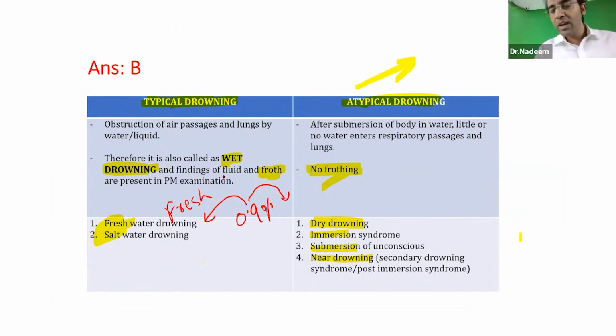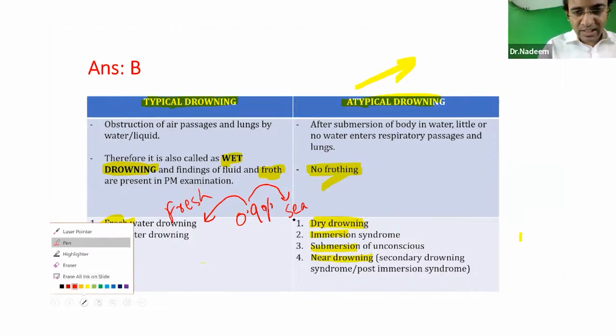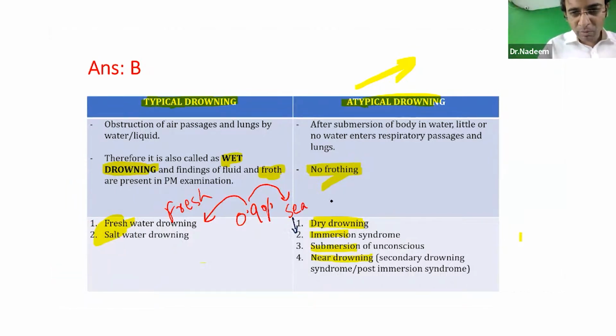Okay, now fine. Suppose a dead body is thrown in fresh water. And if drowning occurs in sea water, as you know, sea water has more salinity. Sea water is actually more saline. The saline level will be approximately 2 to 4%, which is actually hypertonic, and fresh water will have very, very little salt content, approximately 0.5%. Fine now?